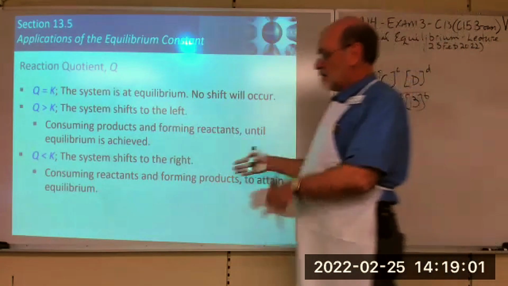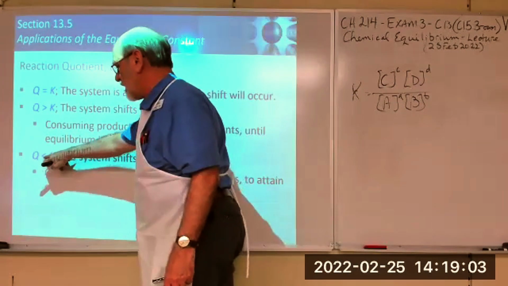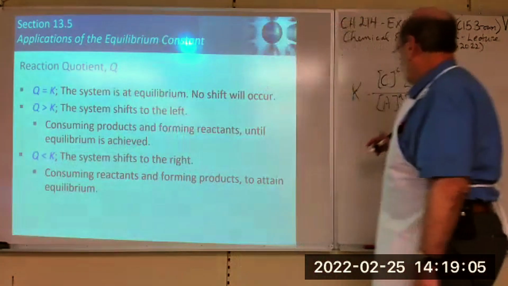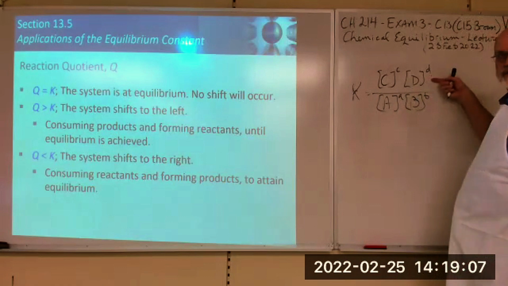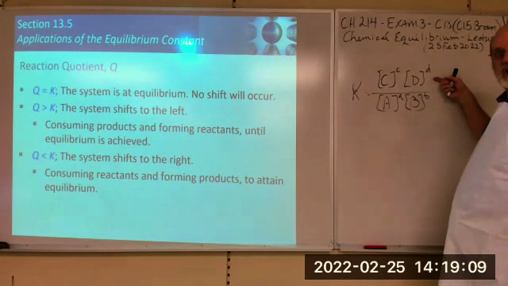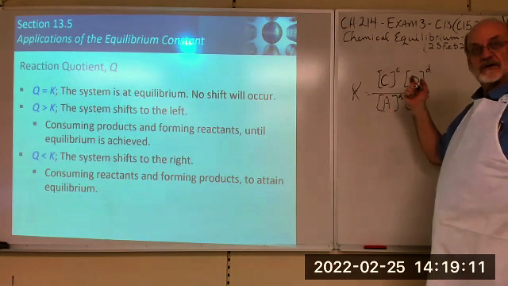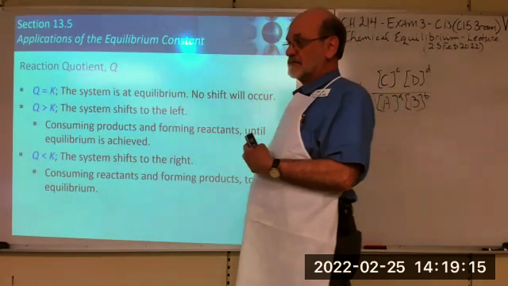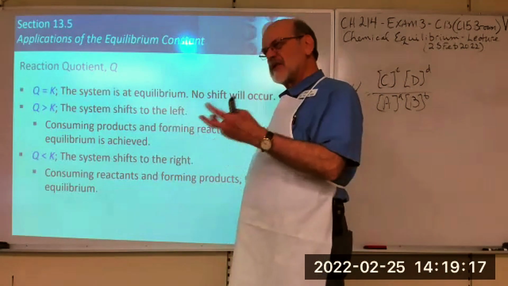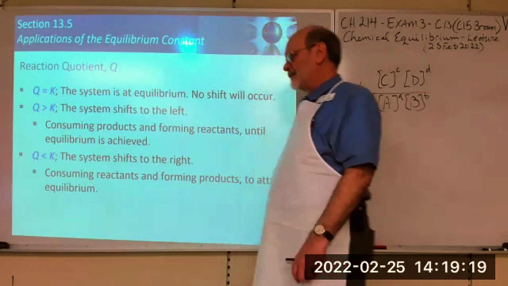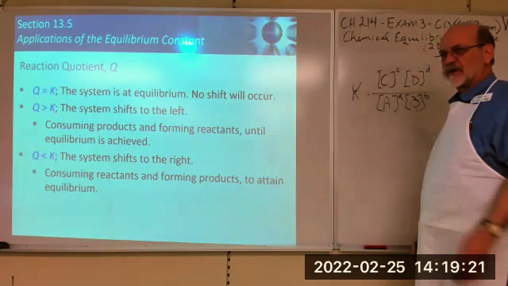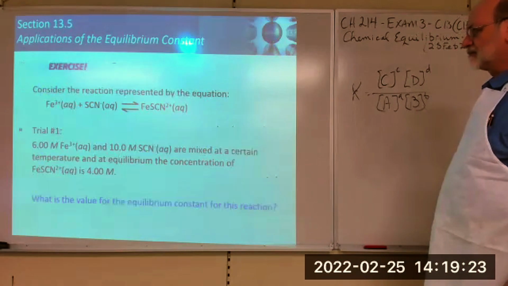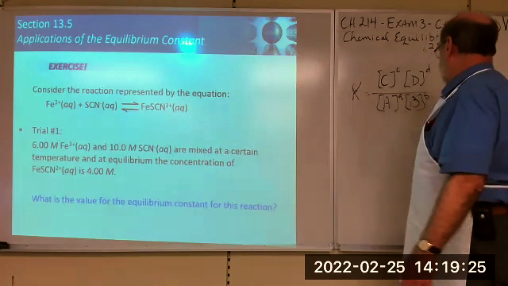And then the other way is if K is greater than Q, that means Q has too little of this. It's too small, and it's going to shift to product. Now, you could say shift to product, and then you still need a balanced equation. So, can't let you off the hook there. Okay.